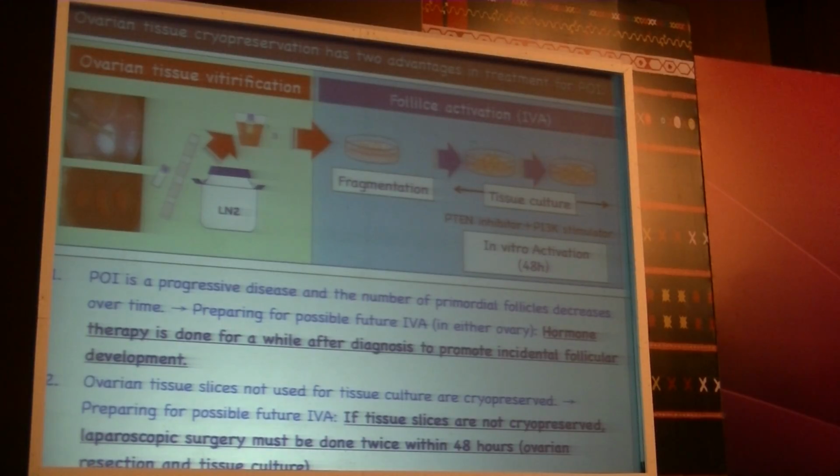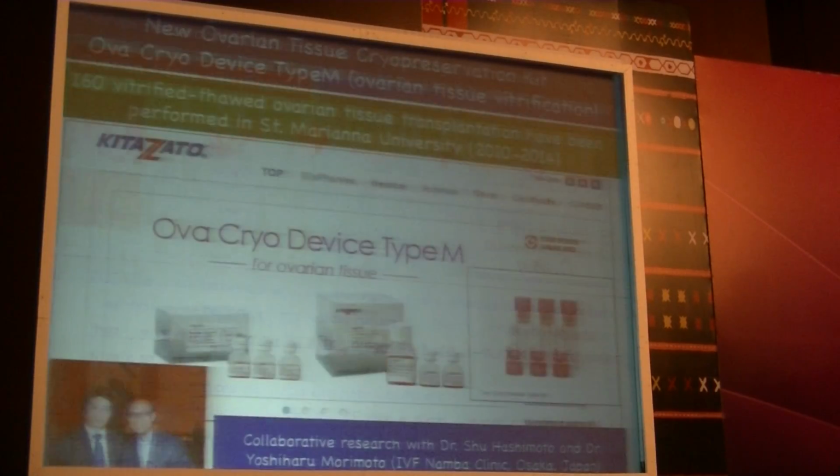And second, with in vitro activation, only part of the cryopreserved ovarian tissue slices is used, and the remaining slices are cryopreserved for possible future in vitro activation.